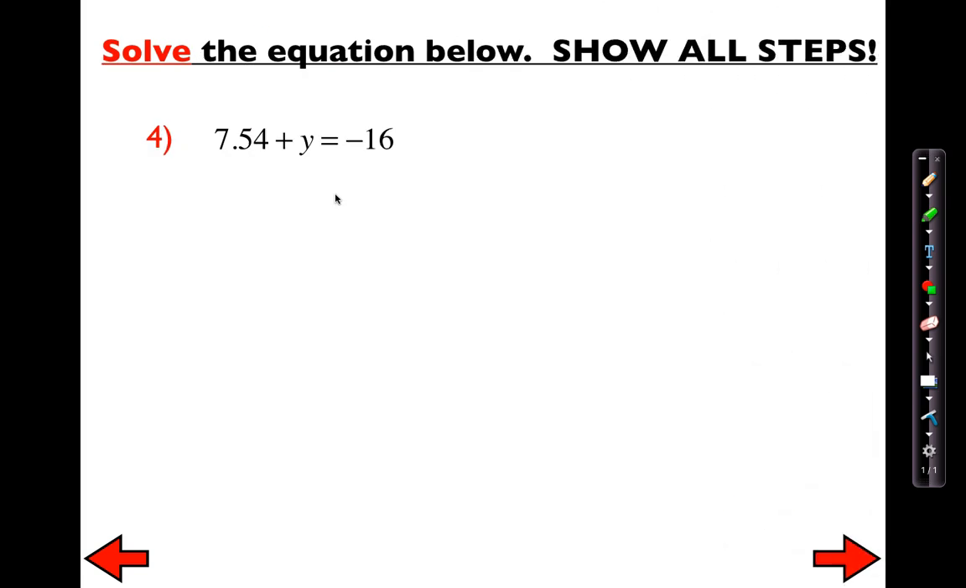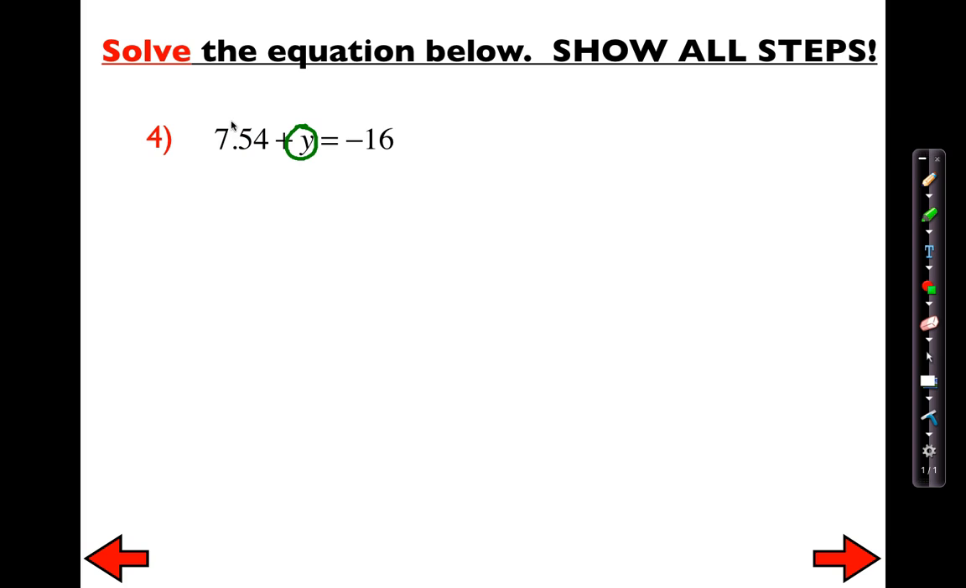Okay, now once again, go ahead and pause the video and try number 4 by yourself. Okay, so for number 4, it says 7 and 54/100 plus y equals negative 16. Again, your goal is to isolate y. So how do we do that? Well, note that the one thing keeping y from being isolated is this 7 and 54/100. But now it's a matter of, okay, what do I do to get rid of it?